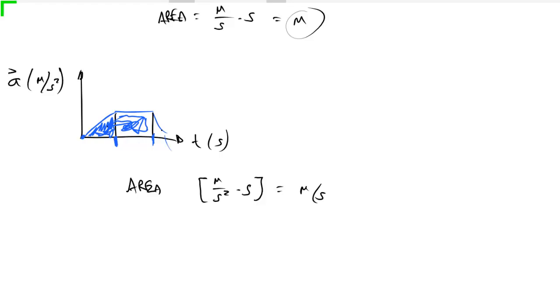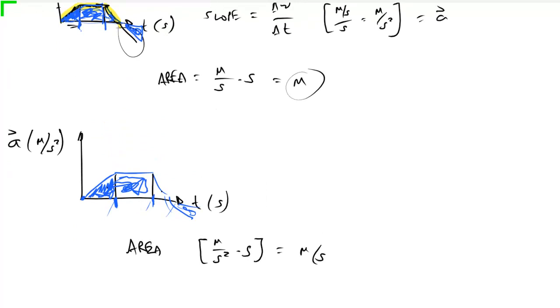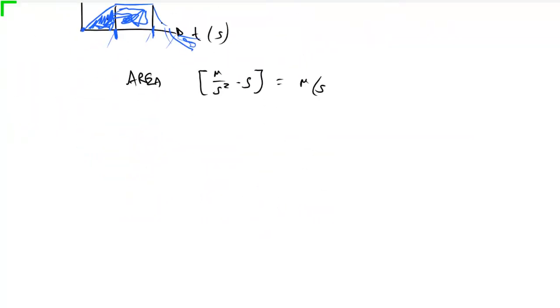And the same thing if it goes below the time axis, it would be a negative area, and it would decrease the velocity. So that is how I can find the instantaneous velocity at each of these points. Just to recap, the slope of position versus time is velocity. Slope of velocity versus time is acceleration. The area under a velocity versus time graph is displacement. And the area under an acceleration versus time graph is velocity, instantaneous velocity.